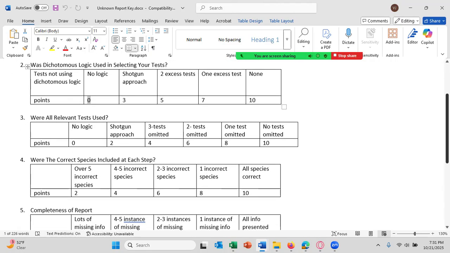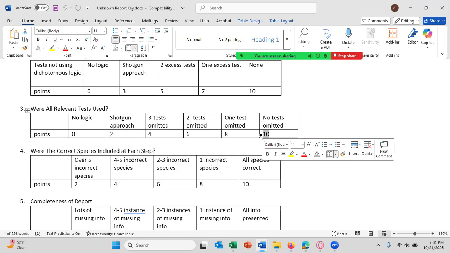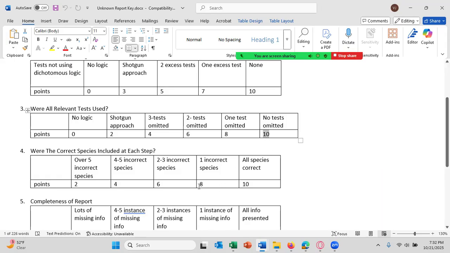Were all the relevant tests used? Most students will get no tests omitted, 10 out of 10. However, if you do not finish the project, some students wait to the very end and then start requesting tests. If you need to do one more test to identify your species, you get 8 out of 10. 2 tests omitted, you get 6 out of 10, etc.